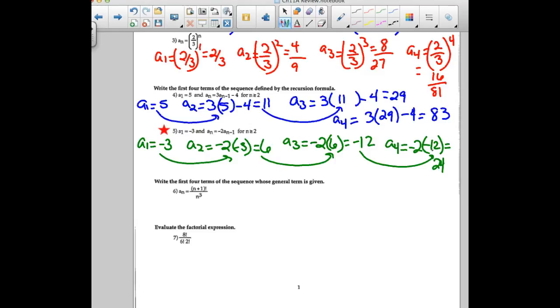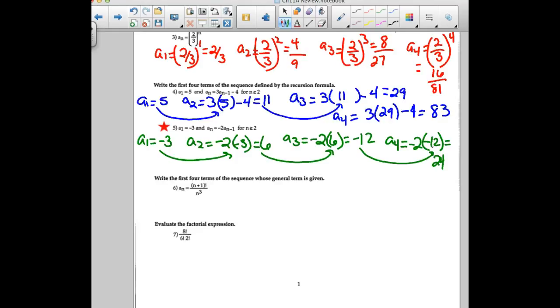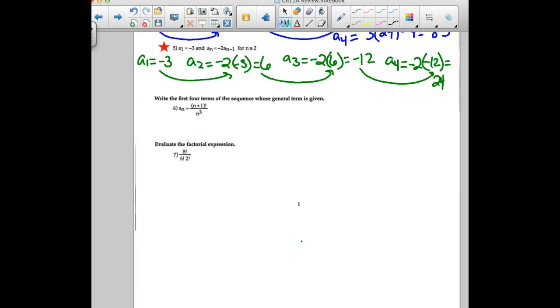All right, question 6 is to write the first 4 terms of the sequence whose general term is given. So again, they're giving us some kind of formula to use. It says a sub n is n plus 1 factorial divided by n to the third power. So our first term is going to be 1 plus 1 factorial divided by 1 to the third power. Well, 1 plus 1 is 2. 2 factorial means 2 times 1. And 1 cubed is 1, which gives us just a 2.